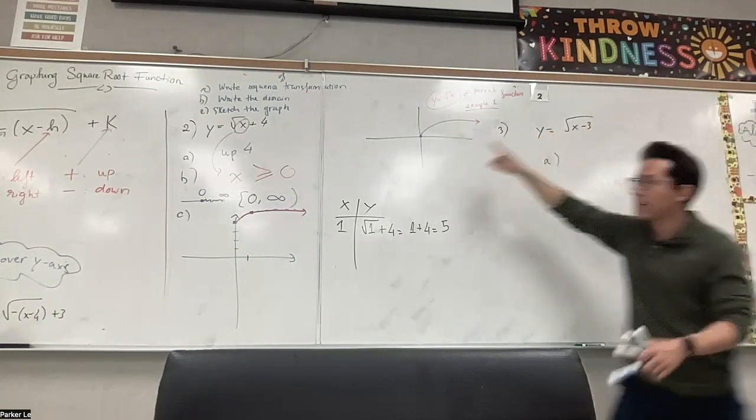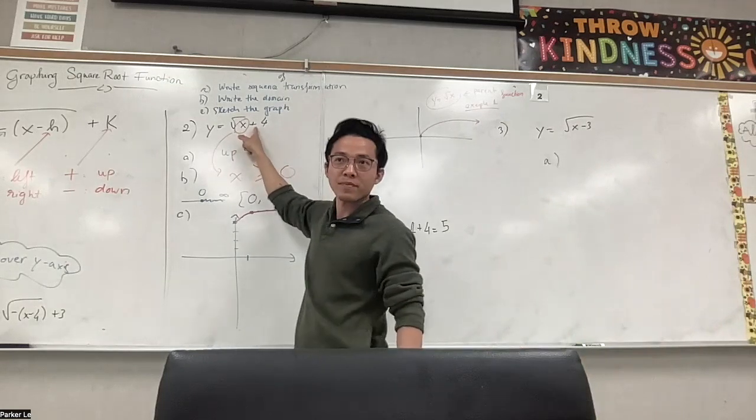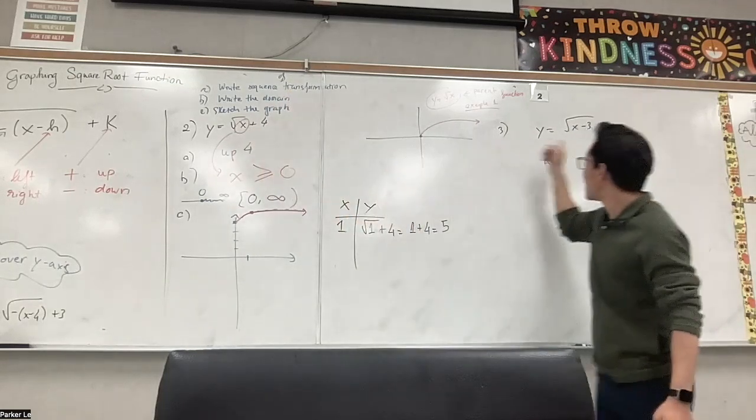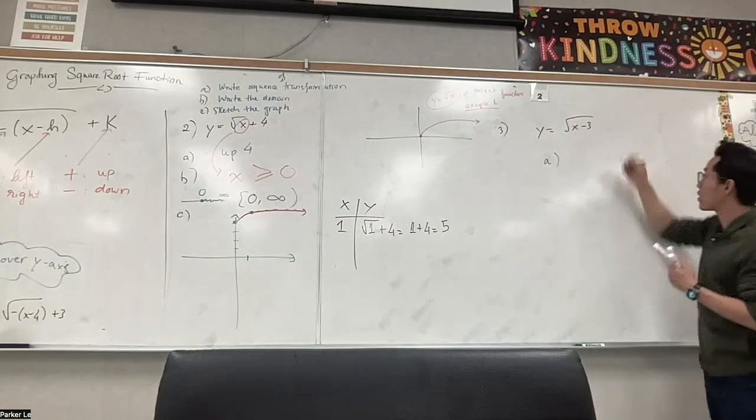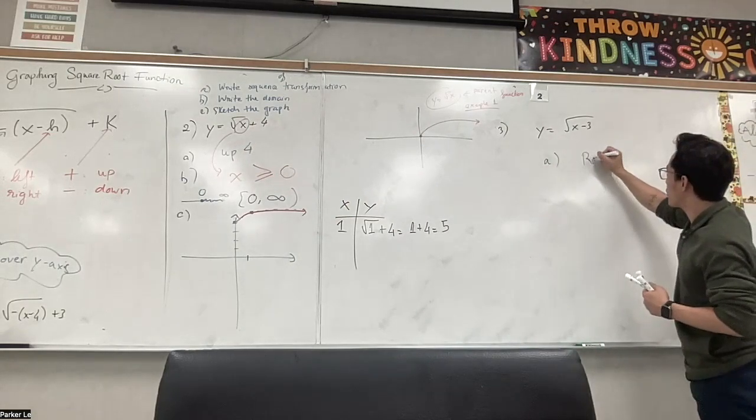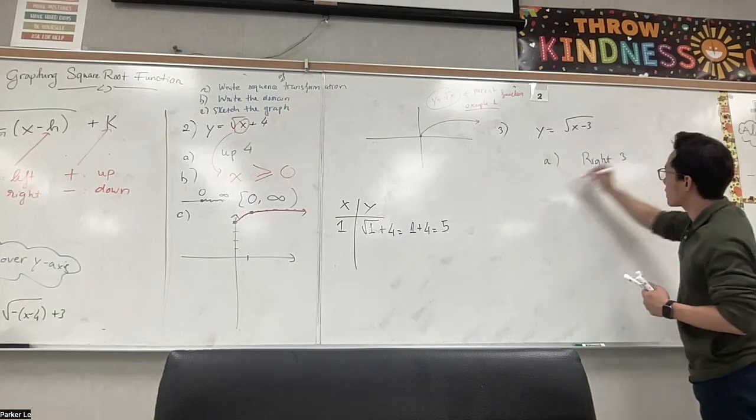Be careful, okay? This number outside is about up and down, but inside is about left or right. And the negative does mean it goes to the right. So right by 3. All right.